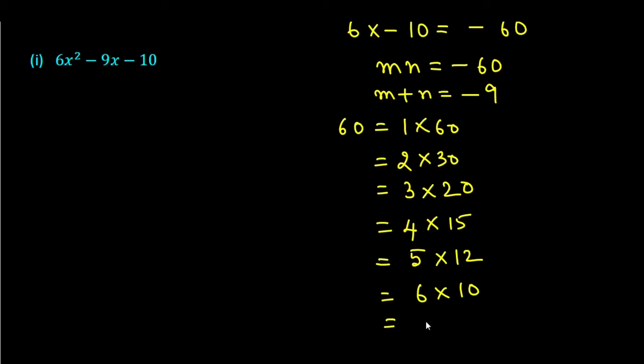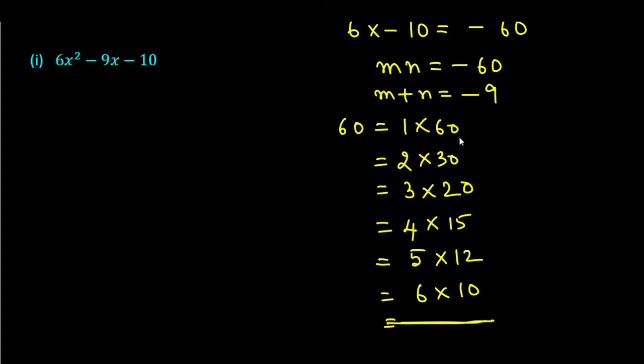60 is not divisible by 7. 60 is not divisible by 8. 60 is not divisible by 9. Then 60 is divisible by 10. Here we have obtained all the possible pairs of factors which give product as 60. We want a product minus 60, so we have to take one factor as negative. We want the sum of those factors as minus 9, so we can take the difference of these factors here.